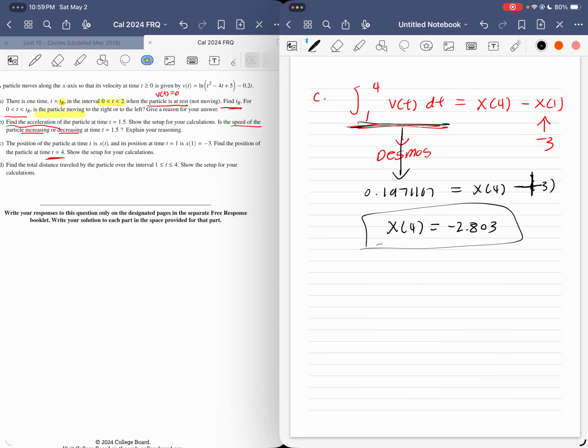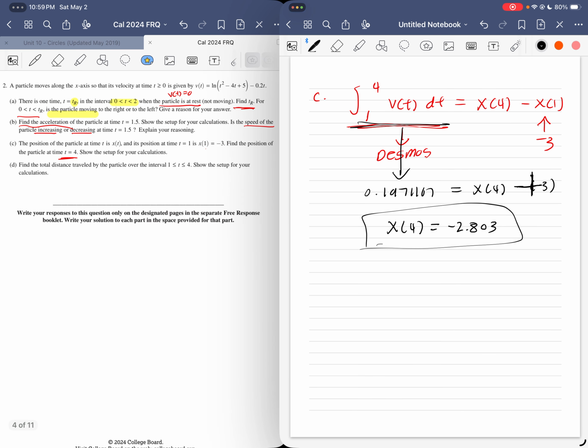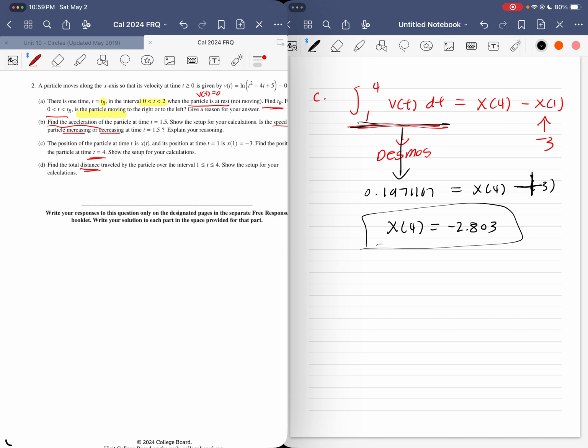Now let's go over part D. All right, so now we want to find the total distance traveled. So keep that in mind. It's a distance. Distance is the absolute value of velocity. If it was saying displacement, then the only thing you have to do is the integral of v of t dt. All right. Now keep that in mind. Distance cannot have negative numbers, so that's why we put the absolute value inside.